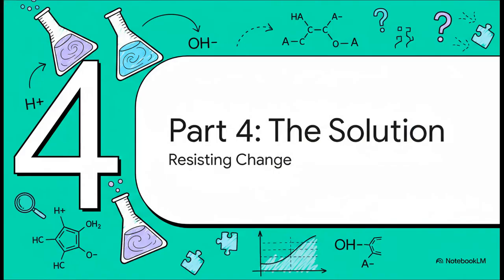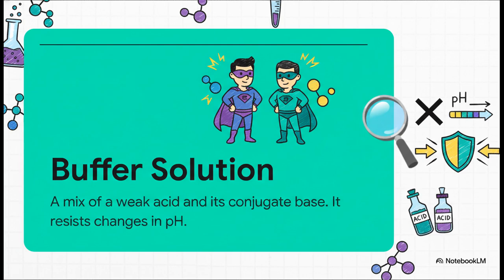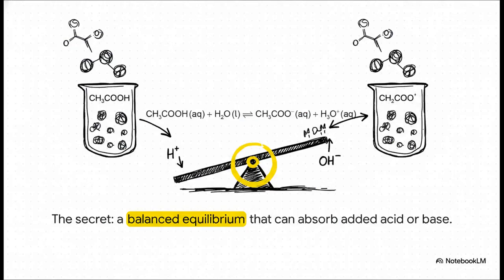Okay, this is it. We have all the pieces of the puzzle. We know about conjugate pairs, we get how pH works, and we just saw a buffer region with our own eyes. It is time to put it all together and finally crack the case of the buffer solution. So, let's officially meet our hero, the buffer solution. What is it? It's a mix. It's a team-up of a weak acid and its conjugate base, just hanging out together in the same solution. And its superpower, as we just saw on that curve, is to resist changes in pH.